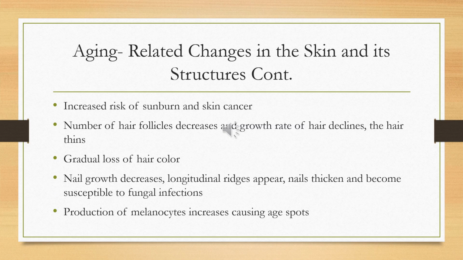A few other things that happen with our aging population as it relates to the skin. You probably notice a lot of older people, maybe their hair starts to get thinner, or the rate at which their hair grows decreases. They gradually lose hair color, so you start to see the graying, the hair becoming gray. Ridges in the nail beds, or the nail beds start to thicken. These are just some other things you might notice. Age spots you might notice as well in the aging population.